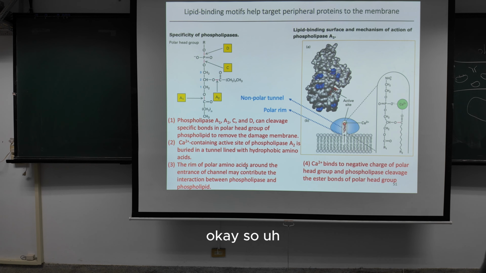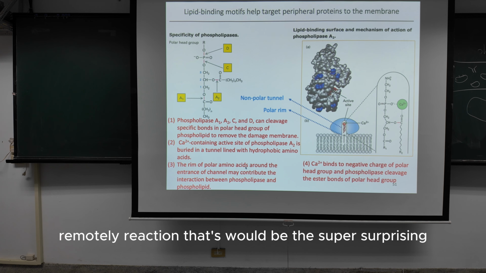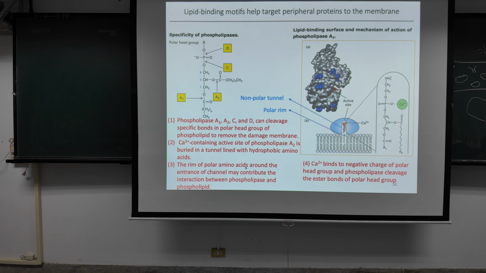So it will damage this bond, this bond, this bond, this bond. If that lipid needs to be destroyed for recycling or reuse, those phospholipases will do their job to break down the chemical bond and destroy this lipid. But the enzyme all needs direct interaction with its substrate. There's no way to do a long distance remote reaction. That would be super surprising. No way.